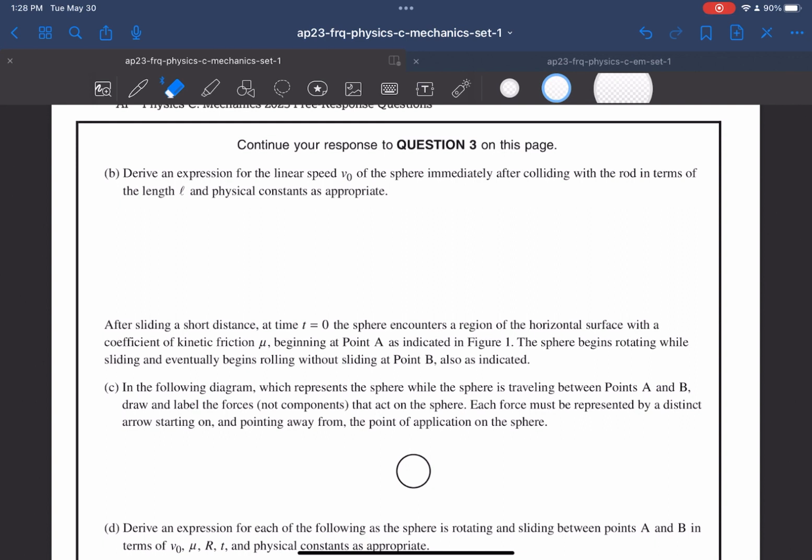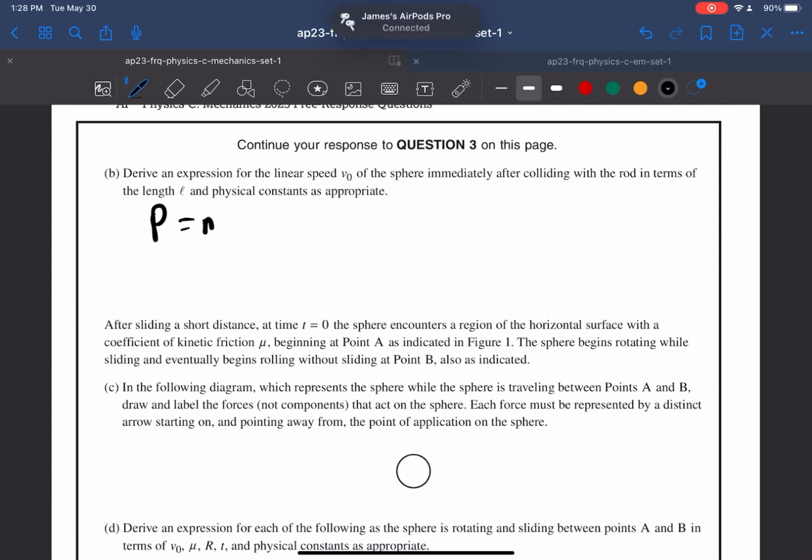So, of course, we have a sphere and a rod colliding, which should make you think about momentum, and specifically about conservation of momentum. Now, momentum has the symbol P for translational and is equal to mass times velocity.